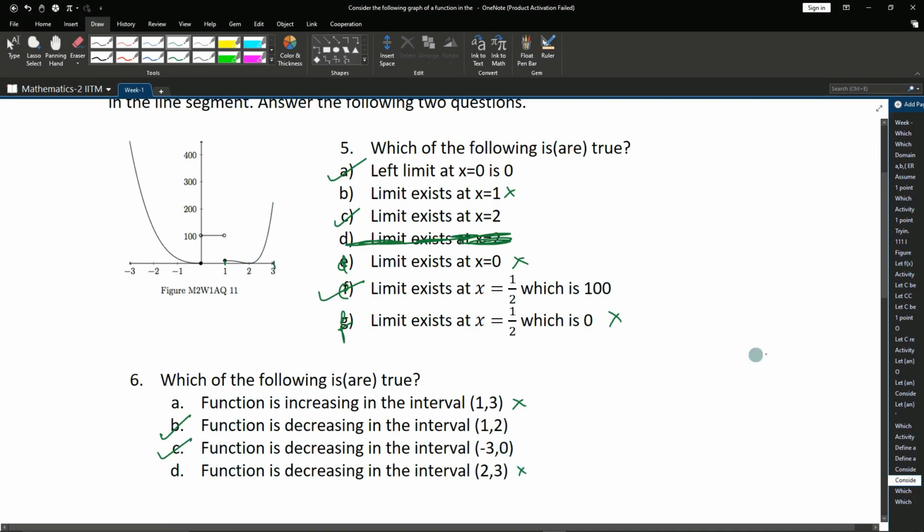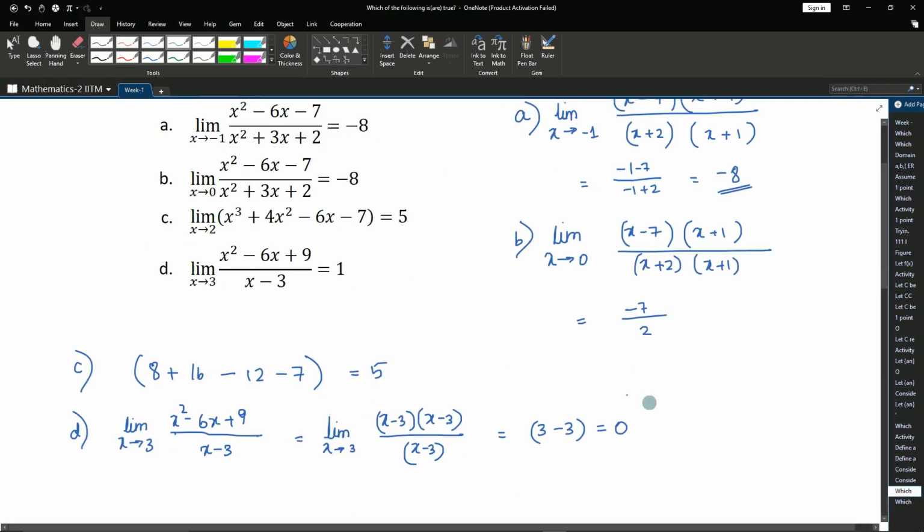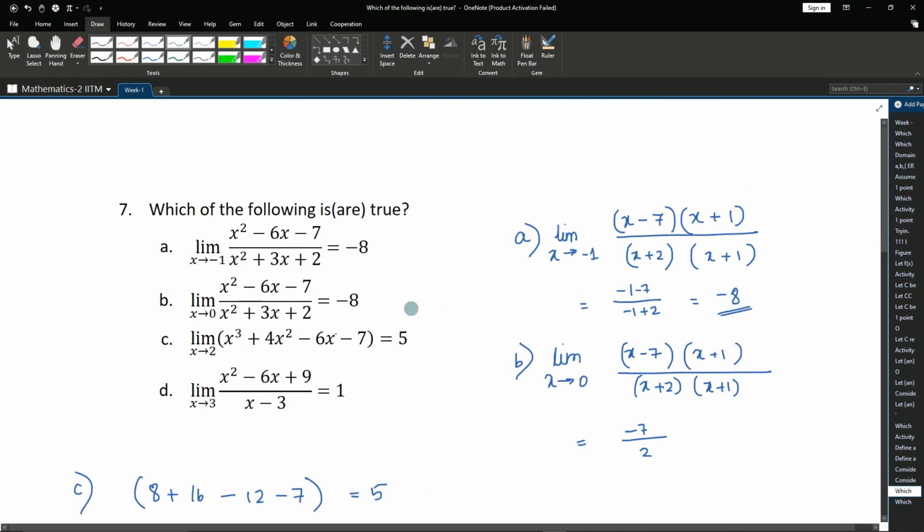So the next question: which of the following is or are true? The first one is the limit as x tends to minus 1. What happens if we directly substitute minus 1? We'll have 1 minus 1 minus 1 plus 6 minus 7 divided by 1 minus 3 plus 2. So we'll have 0 by 0, right?